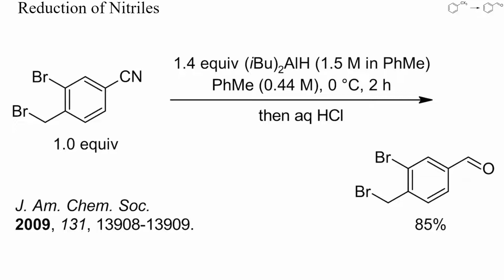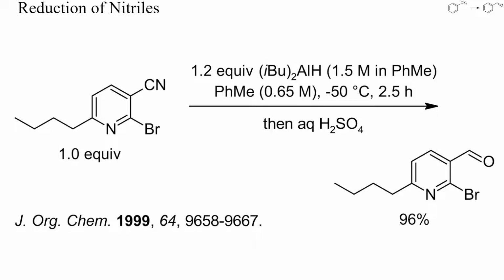Also in this example, a cyano group could be reduced with high selectivity to a formyl group. The reduction was carried out at -50 degrees Celsius to prevent reductive debromination. 2-halopyridines are reactive electrophiles and can, for instance, be readily dehalogenated with lithium aluminum hydride.